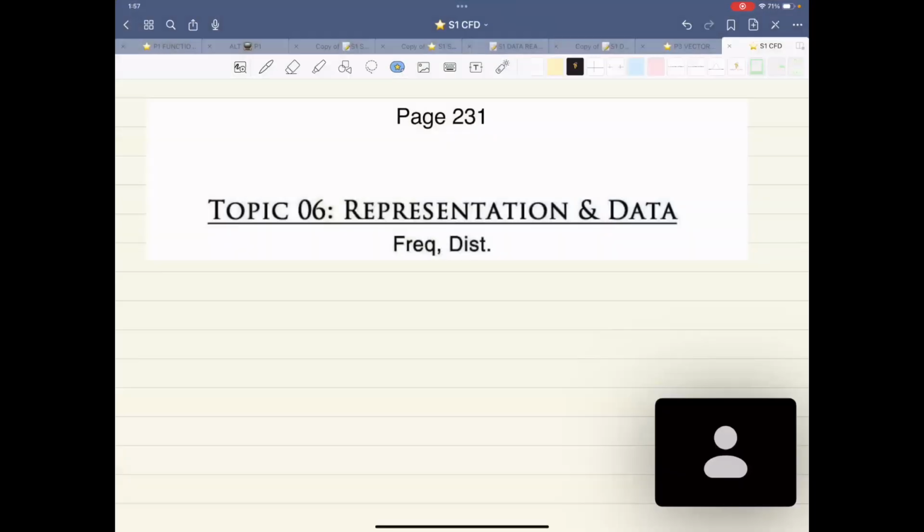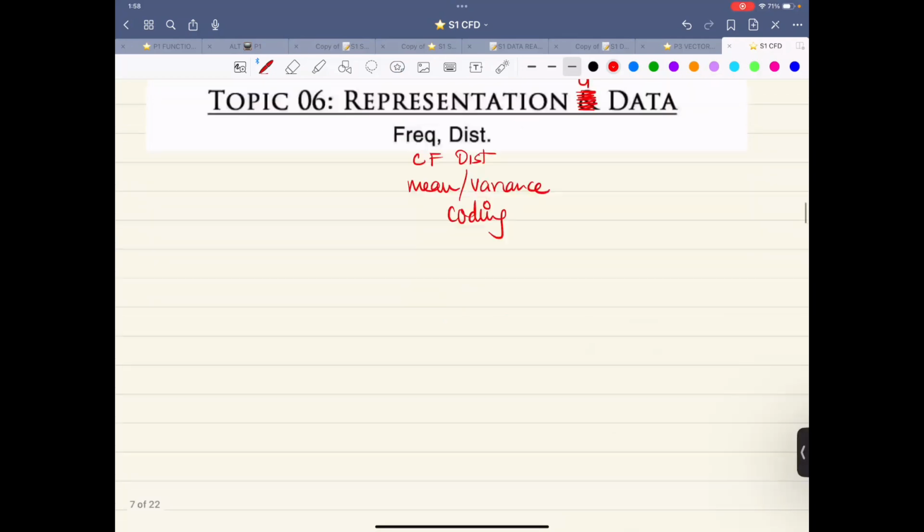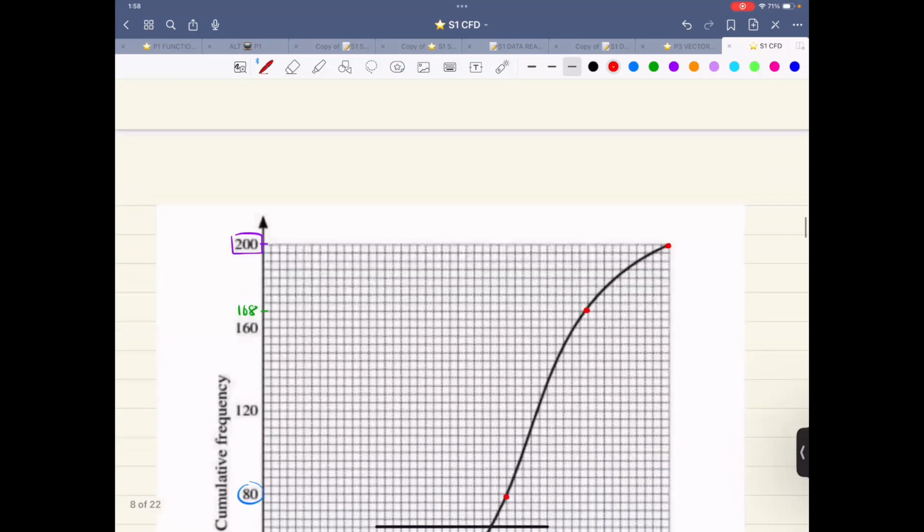So now let's do some past paper questions. And over here, let me just do a small correction. This is representation of data. The exercise starts from page 231. It's about frequency distribution, cumulative frequency distribution, the mean and the variance and the standard deviation thing, the coding, and everything in it. So now let's look at this question.